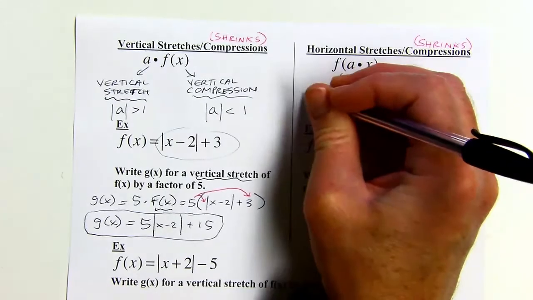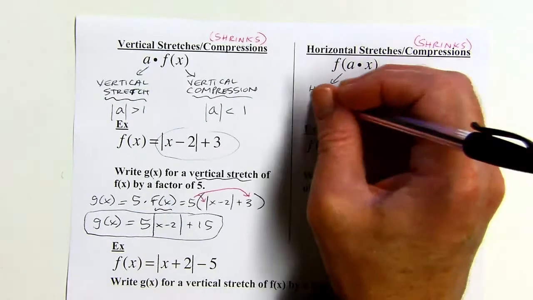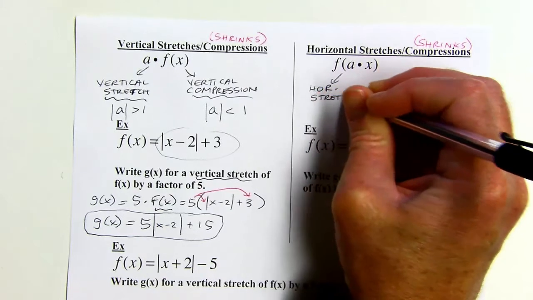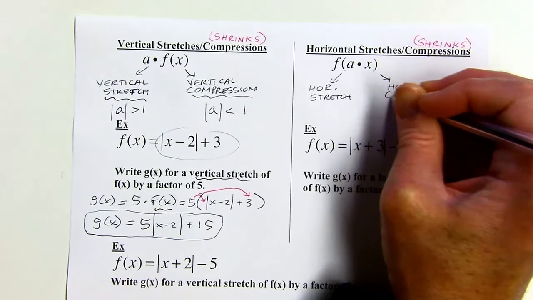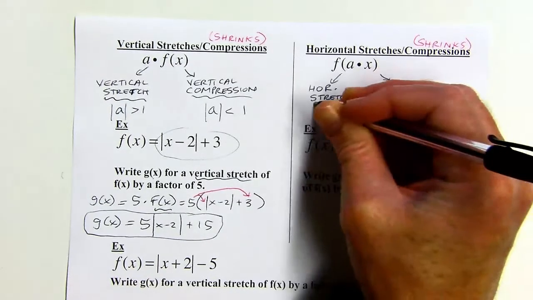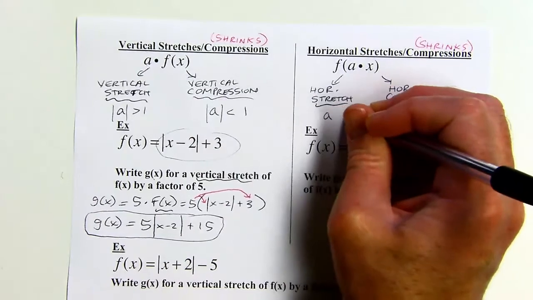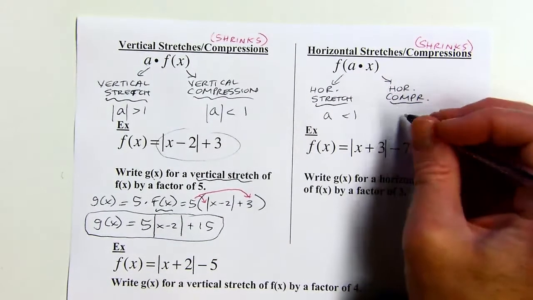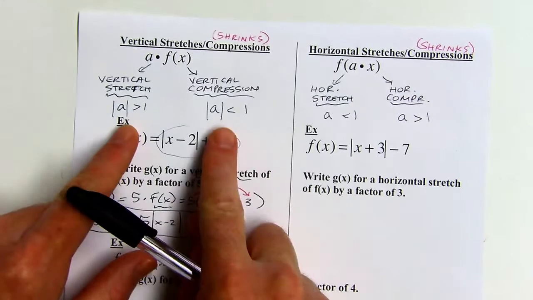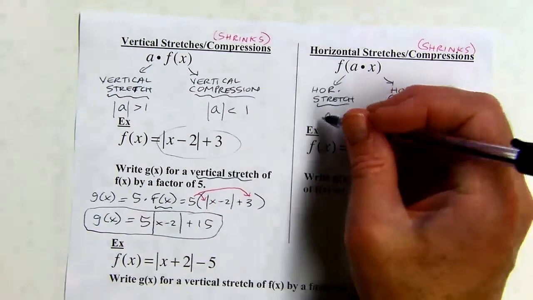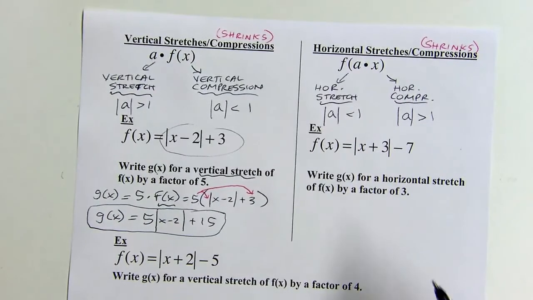Okay, so let's look at our two brands here. We've got a horizontal stretch and a horizontal compression or shrink. I'm starting to abbreviate a little bit to make this go a little quicker. All right, so if a is less than 1, then we've got a stretch, and if a is greater than 1, we've got a compression. It's confusing because it's kind of backwards from how it was with stretches and compressions over here. And again, technically, this is the absolute value of these things.